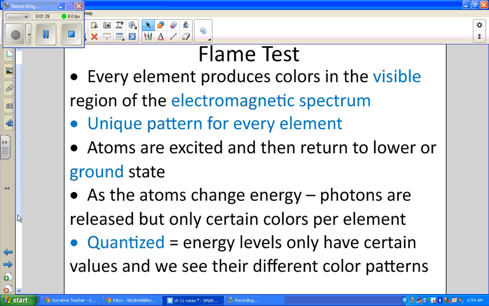And then here's just a fun word. This is called quantized. There's actually a whole section of chemistry called quantum mechanics. We will just touch on that. It's coming soon. But what quantized means is that energy levels only have certain values. Okay, there's a number placed on them, and we see their different colored patterns. So we'll talk more about that later.